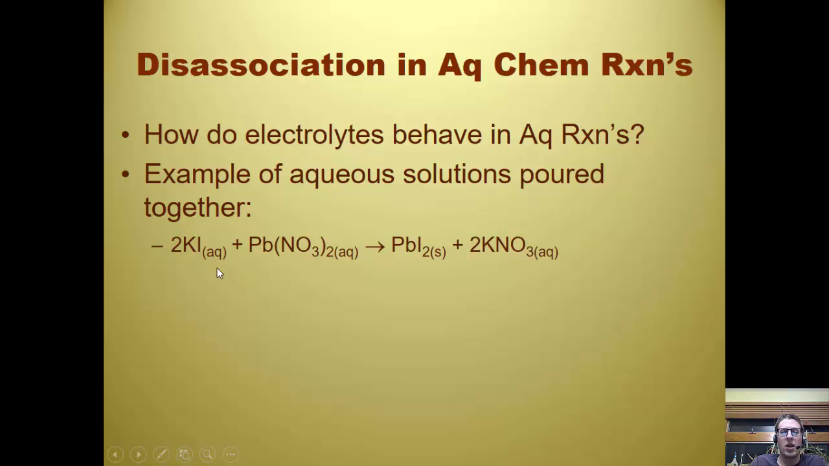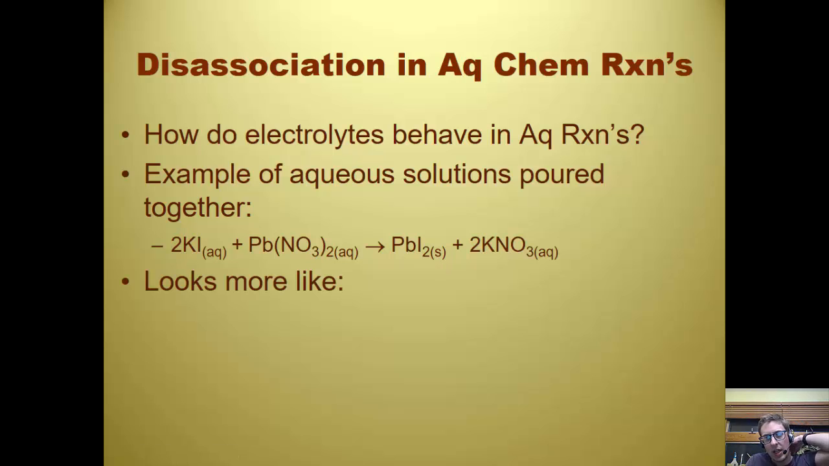Mix those two together. Well, we know this is a double replacement reaction, so the lead is going to pair with the iodide, and the potassium is going to pair with the nitrate. So nothing really happens with the potassium paired with the nitrate, but PbI2, iodide with lead, is insoluble, so it's going to form a precipitate.